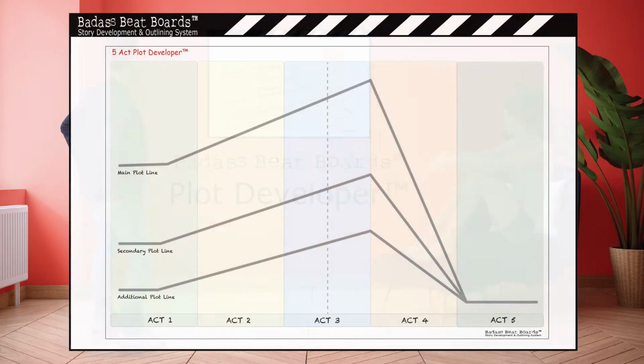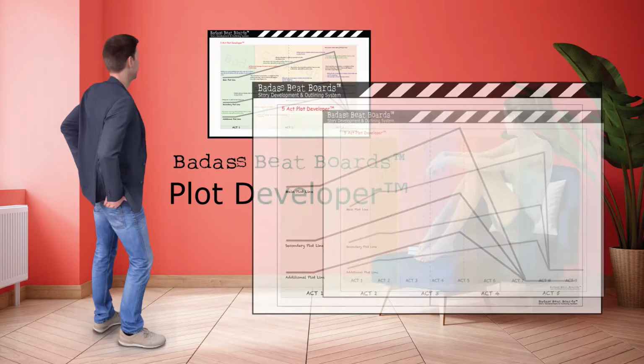5-act plot structure is used by screenwriters mostly for episodic television. The 5-act structure consists of exposition, rising action, the climax, falling action, and resolution or denouement. To learn more about the specifics of 5-act plot structure, check out our website. There are many free resources there to help you.